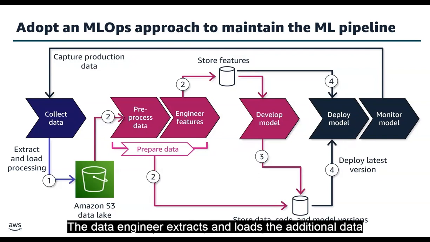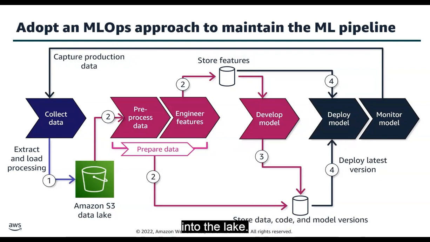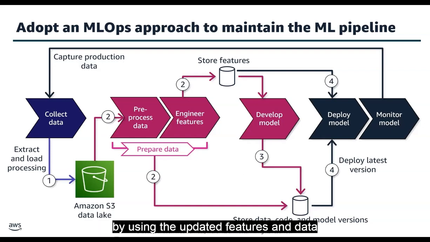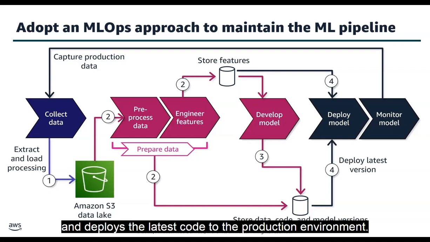The data engineer extracts and loads the additional data into the lake. The data scientist brings the new data into the processing phase and then saves any updates to the data and the features. The data scientist then trains and tunes the model by using the updated features and data and saves the updated model version. The ML operations team retrieves the latest model and deploys the latest code to the production environment.